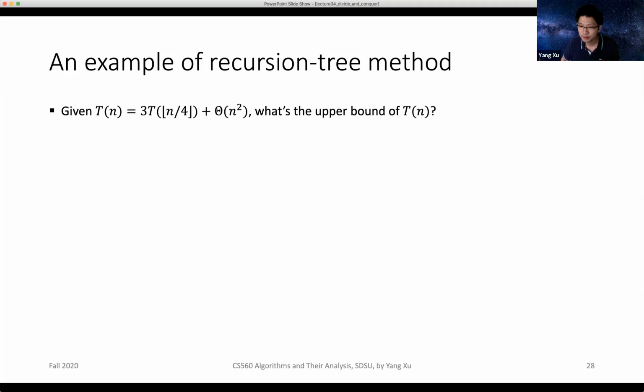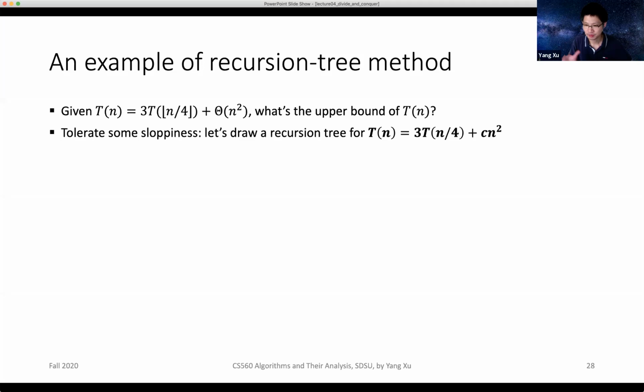This time we're not going to use the same example as merge sort or the maximum sub-array problem. We're going to use a less regular kind of recurrence. The recurrence says T of n equals 3 times T of floor of n over 4, plus some quadratic function described by big theta notation. And we would like to know the upper bound of T of n, which you can describe by big O notation.